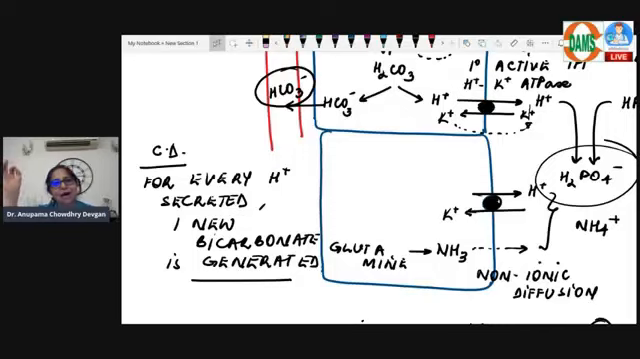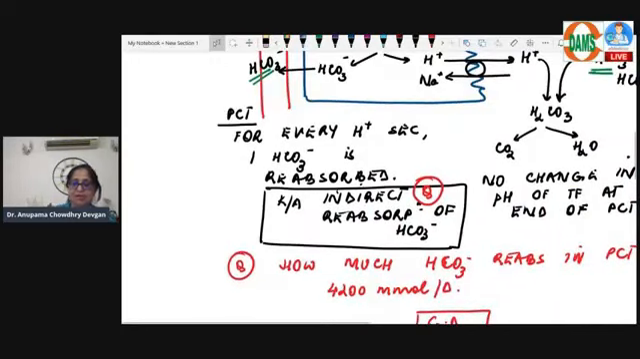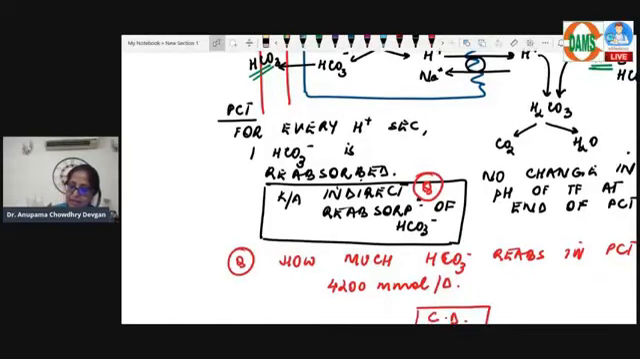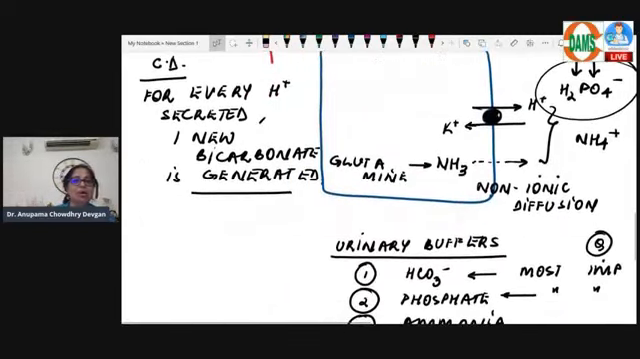So I call kidney a very smart organ. Why do I call it a smart organ? Because all the filtered bicarbonate is reabsorbed, and kidney can also generate a new bicarbonate. What is the site of generation of new bicarbonate? Collecting duct. What is the site of indirect reabsorption of bicarbonate? PCT. In the PCT, for every H plus secreted, one bicarbonate is reabsorbed, which is an indirect reabsorption of bicarbonate. In the collecting duct, for every H plus secreted, one new bicarbonate will be generated. Kidney is a smart organ, reabsorbing all the filtered bicarbonate, and she also generates a new bicarbonate. And I hope you've understood why I've called kidney she, smart organ.